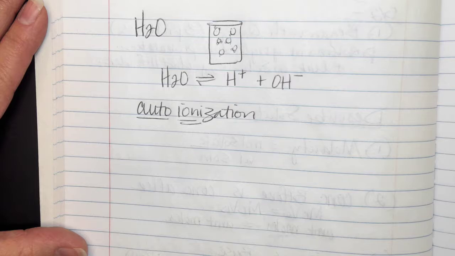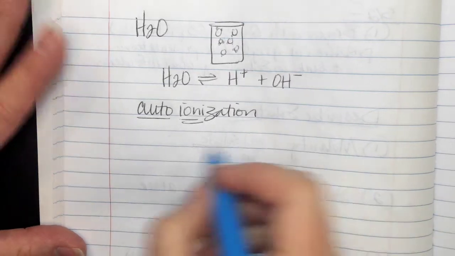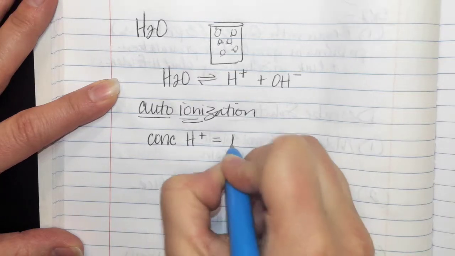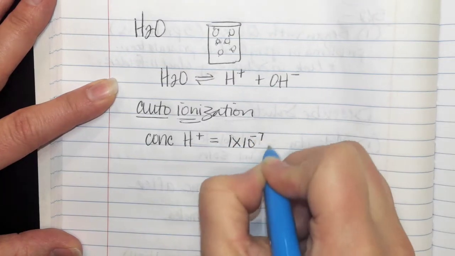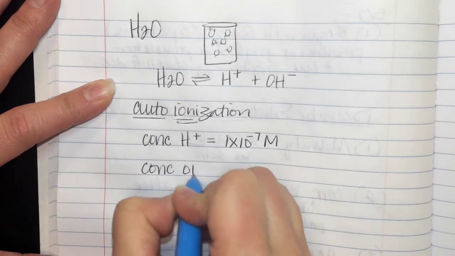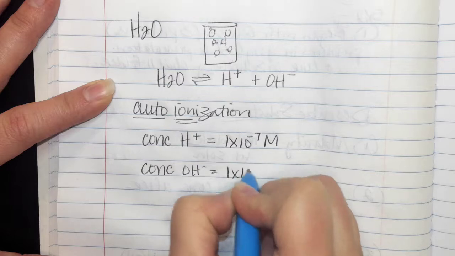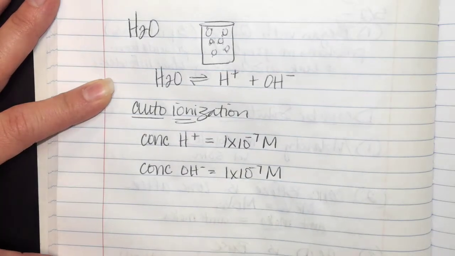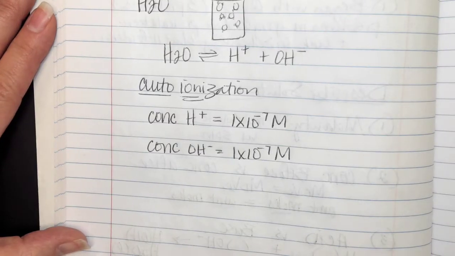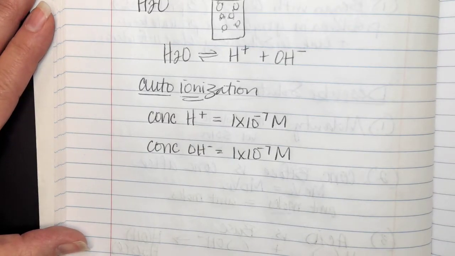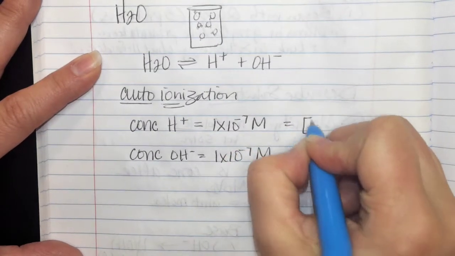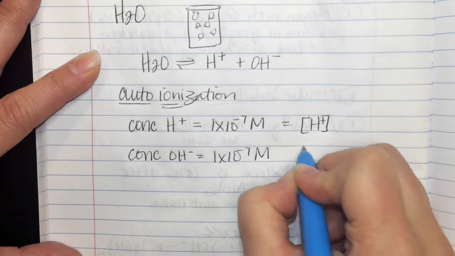And if we measure, because we can measure these, we say that the concentration of hydrogen ions is 1 times 10 to the negative 7th molar, and the concentration of hydroxides is also 1 times 10 to the negative 7th molar. And because we talk about concentration so much, scientists have decided let's come up with a shorthand symbol that indicates concentration. And so we write concentration as a bracket.